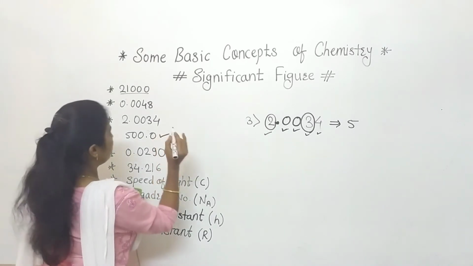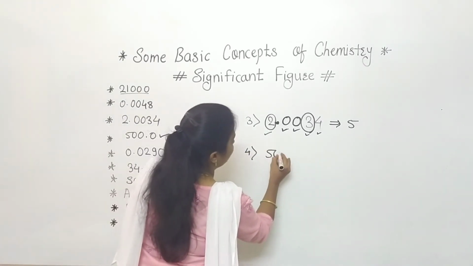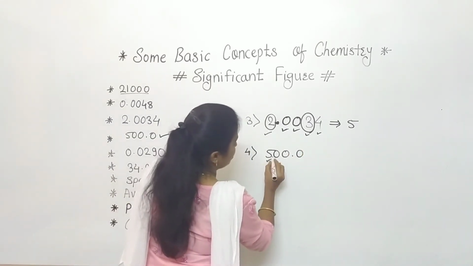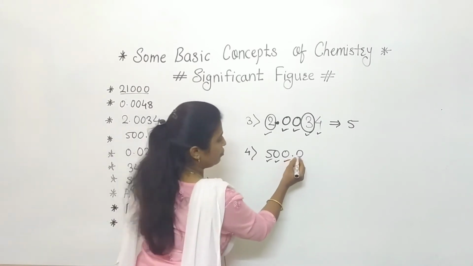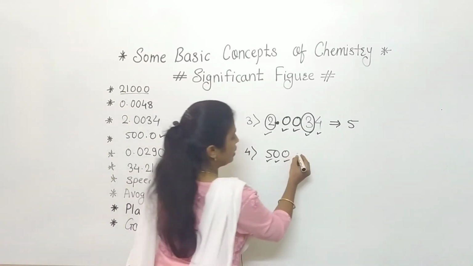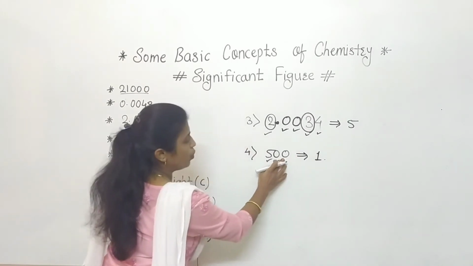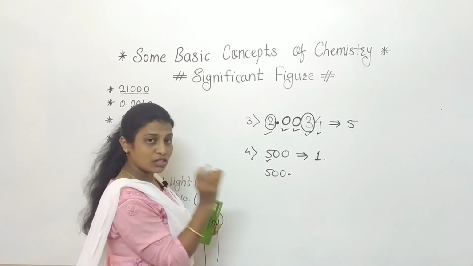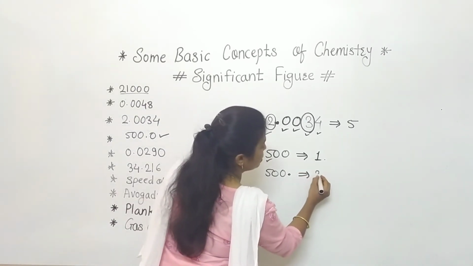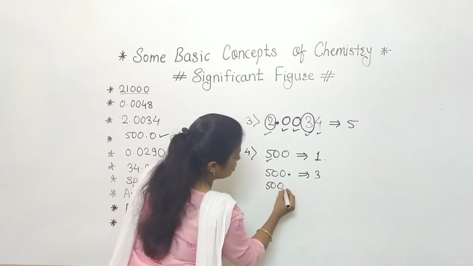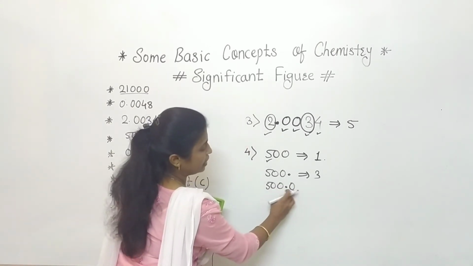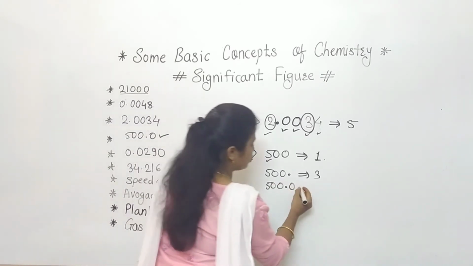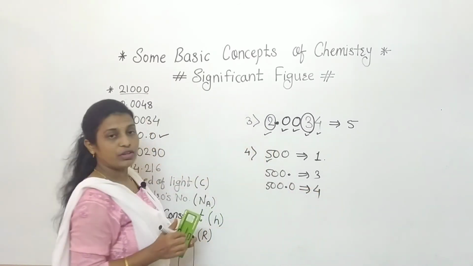So the next example is the fourth one, that is 500.0. Now here, this is 500. If only 500 is there, then its significant figure will be 1. Clear? But because of that decimal, its significant figure becomes 3. But if we consider 500.0, then this 0 also we have to consider as a significant figure. So for this one, the significant figure will be 4.